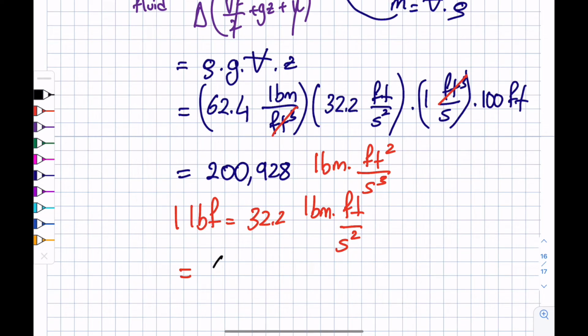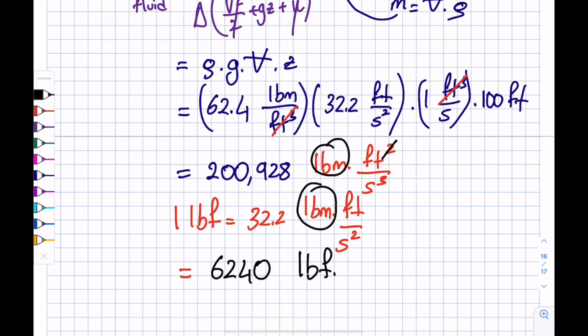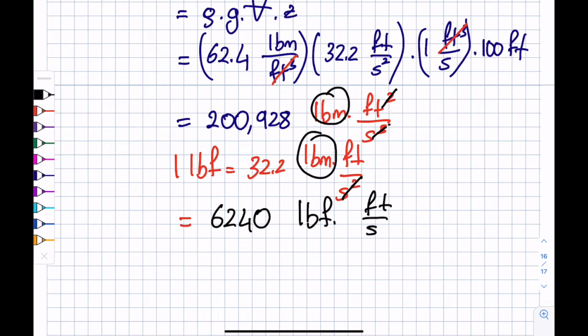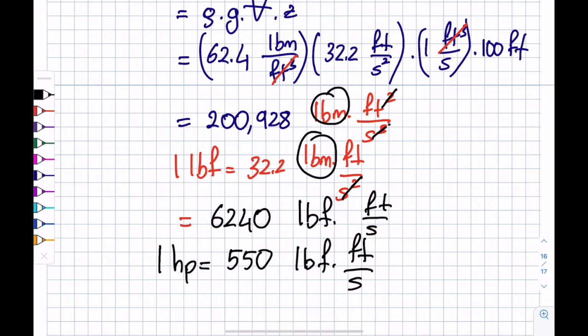It is 6,240 pound force times, let me see, pound mass, feet. One of the feet is cancelled. Second square, so this becomes 1. So times feet per second. Do you see it? Now this is nice. It makes me smile because I know that 1 horsepower is equal to 550 pound force times feet per second. This makes sense because this is the unit of power, force times velocity. Everything seems good.